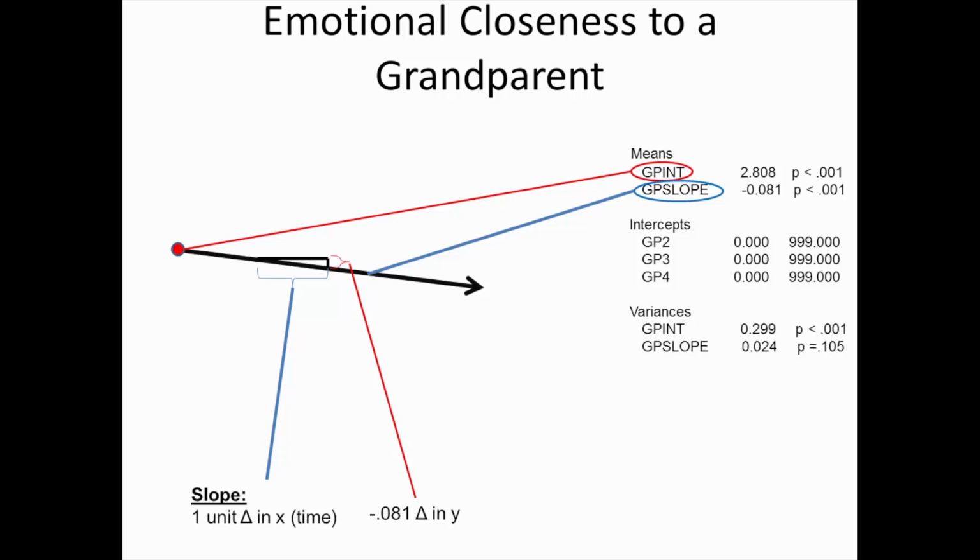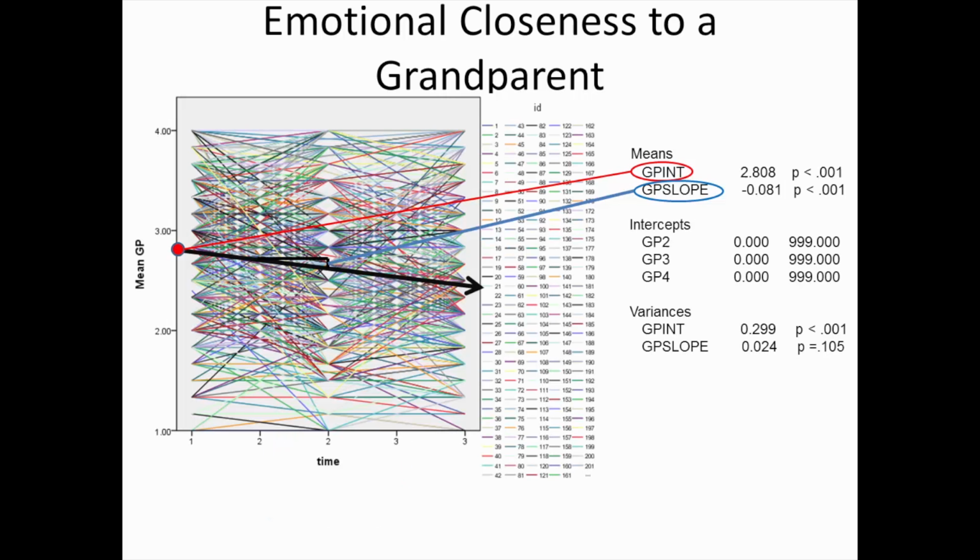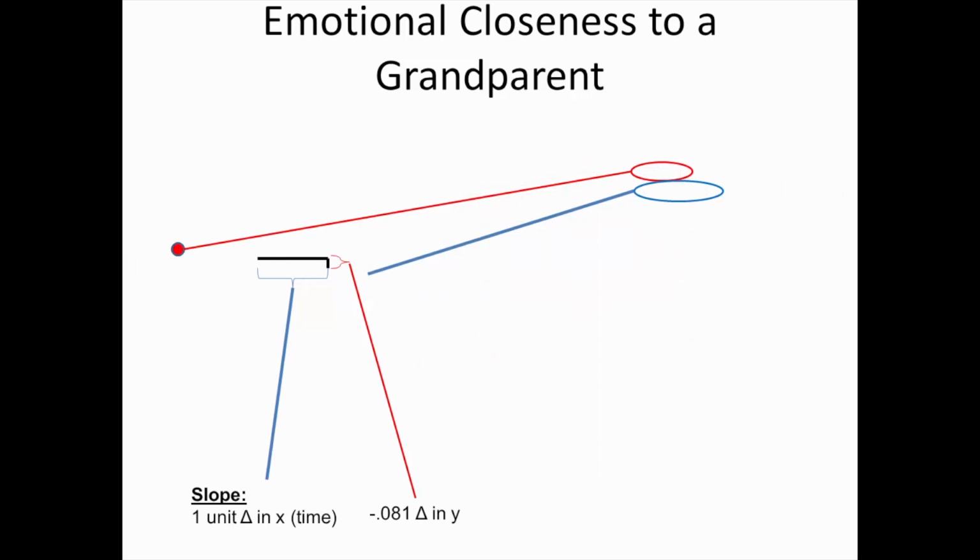Just as a side note, if we look over at the variances, we see the GP int, or the intercept, has a significant amount of variance, but the slope does not. And if we look back at this plot here, people are starting in very different places, but the general trend in the data is downward. Even though we do see some going up, the overall trend is downward. And again, I think this is a great example to see that these models are sometimes not perfect for the data. They give us a general idea of what's going on, but they don't always tell us what all the individuals in a sample are doing.